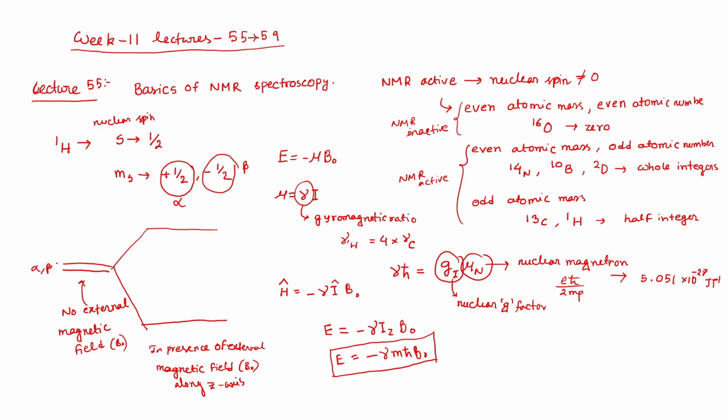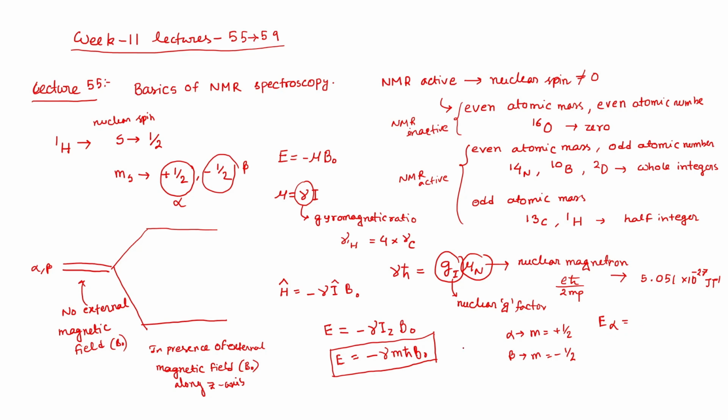So now if there is alpha and beta spin, for alpha m is plus half, and for beta m is minus half. Then what is going to be the energy for alpha?